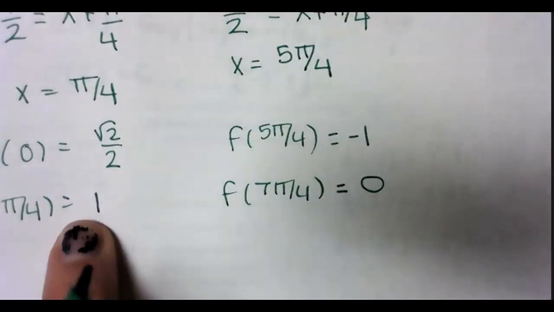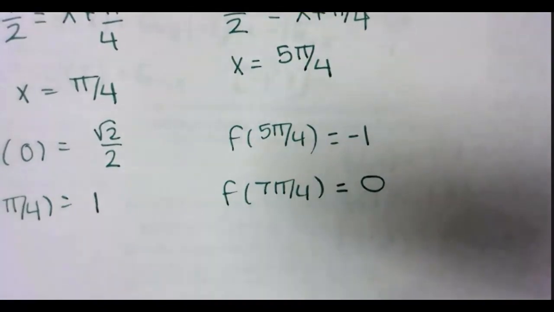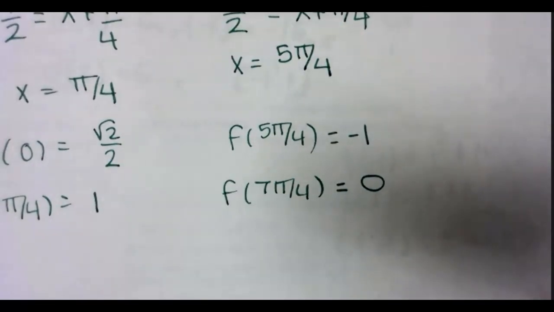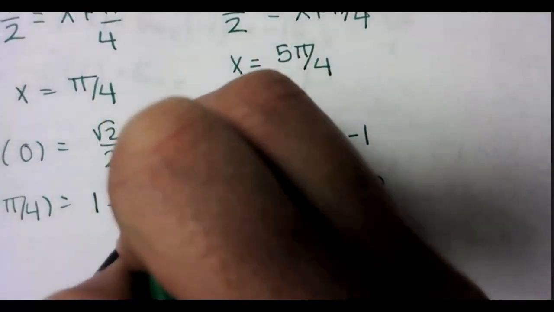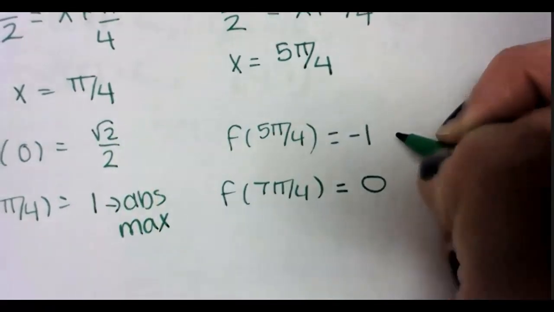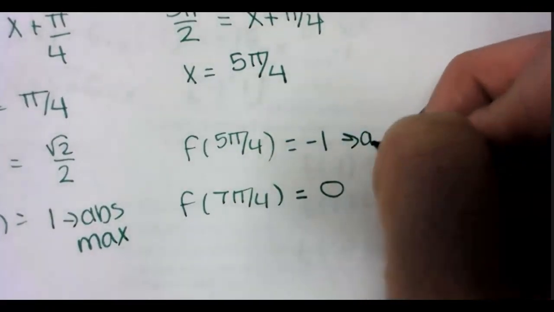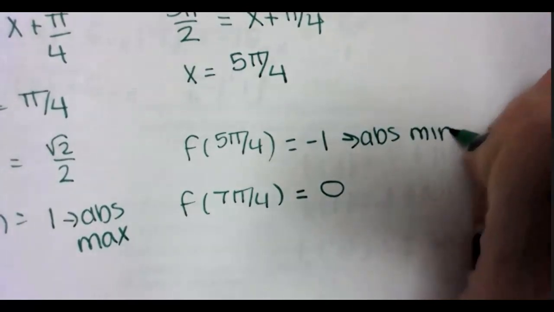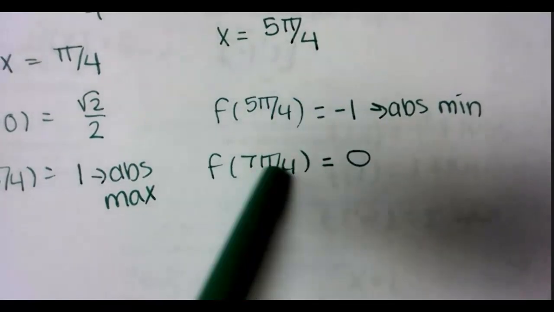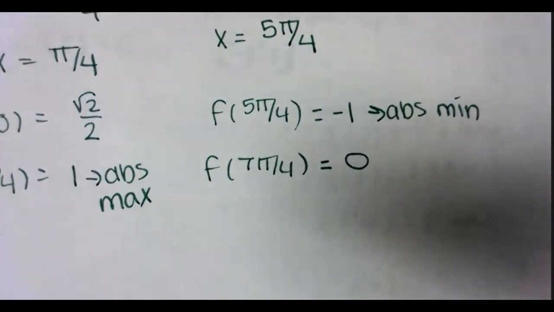So my absolute max is going to be at 1 because 1 is greater than root 2 over 2. And my absolute min is at -1, because -1 is smaller than all of the other three values as well.